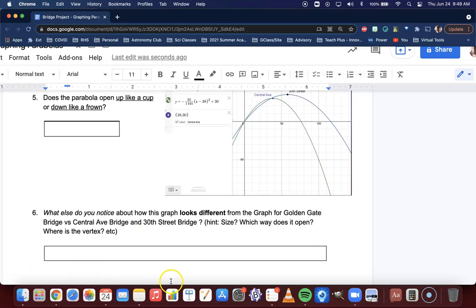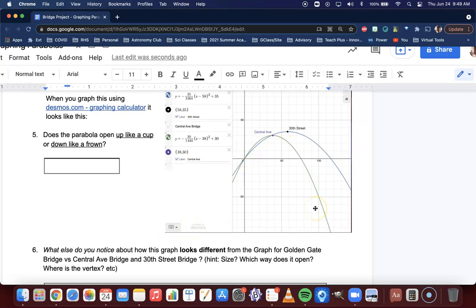And then I want you, in a moment, to answer on your own. What do you notice about how this graph looks different from the graph for the Golden Gate Bridge versus the Central Ave and 30th Street Bridge? So compare these two to the Golden Gate Bridge. Go ahead and do that now.